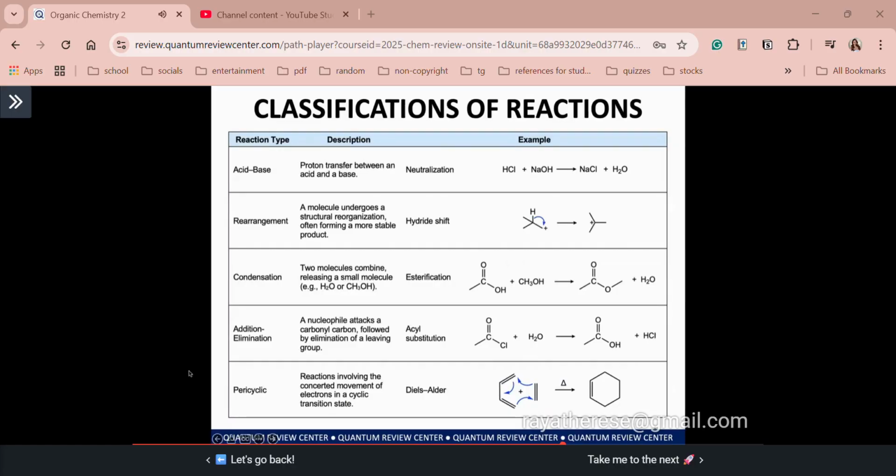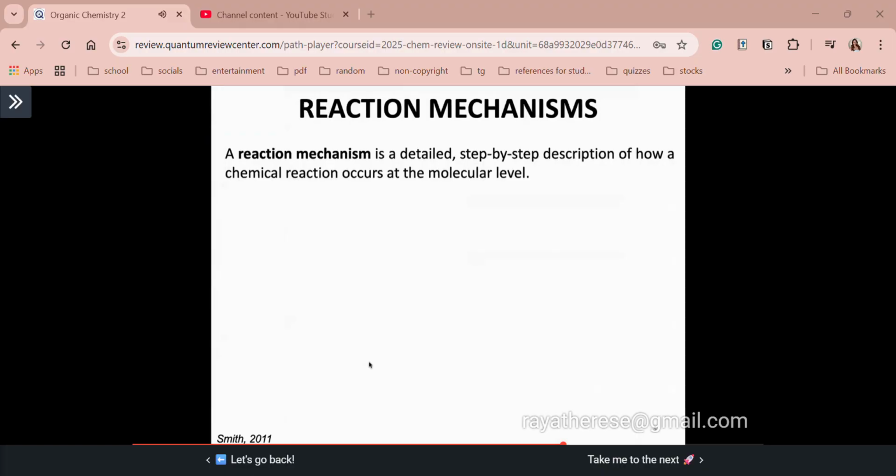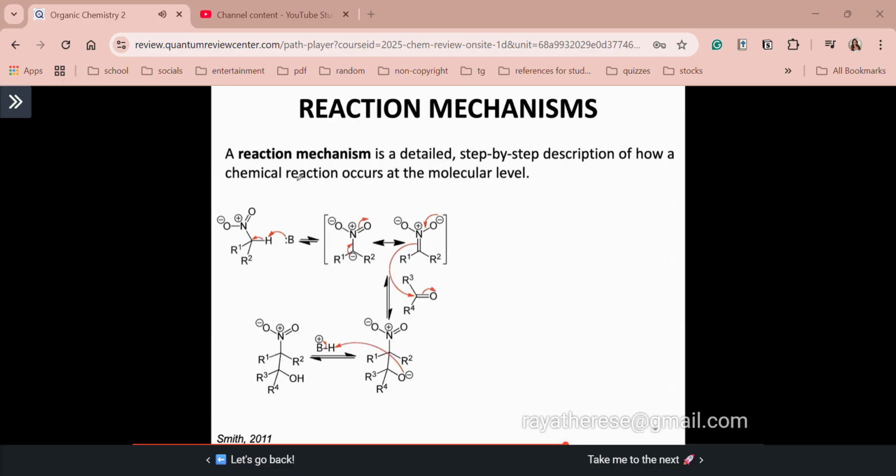Okay, so class, let's continue our discussion with reaction mechanisms. Class, this is the bread and butter of organic reactions because it allows us to track our electron flow upon reaction of organic compounds. To formally define, a reaction mechanism is a detailed step-by-step description of how a chemical reaction occurs at the molecular level. So class, here is a typical reaction mechanism diagram.